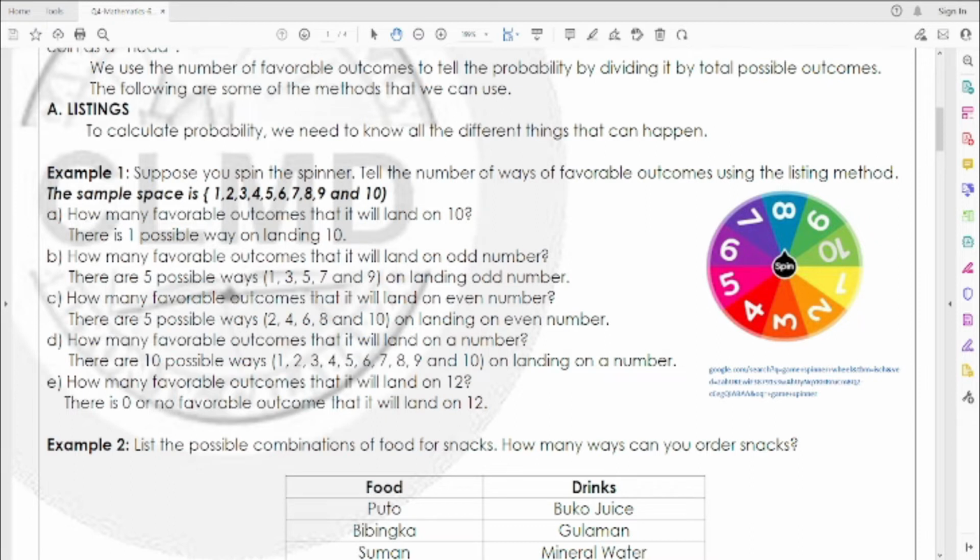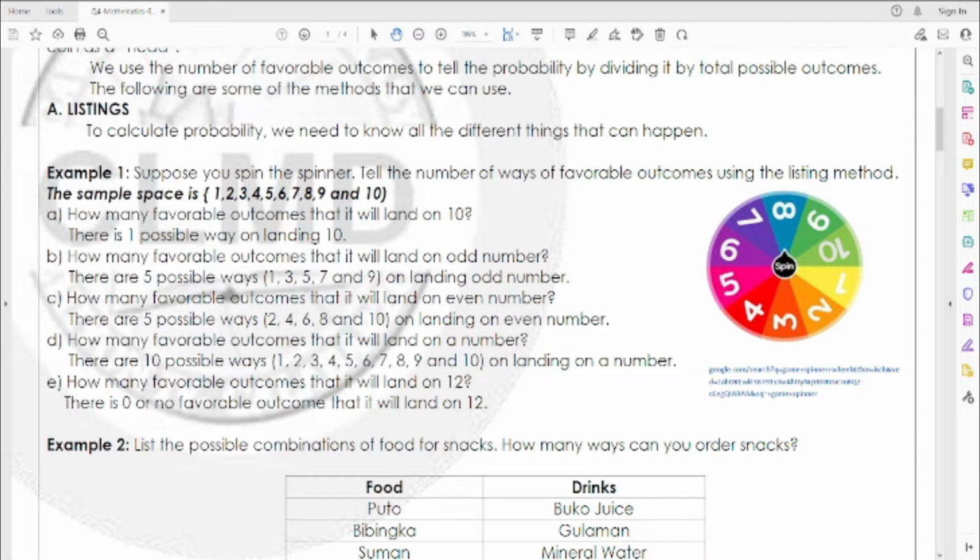Then letter B, how many favorable outcomes that it will land on an odd number? There are 5 possible ways: the numbers 1, 3, 5, 7, and 9. Then letter C, how many favorable outcomes that it will land on an even number? There are 5 possible ways: 2, 4, 6, 8, and 10.